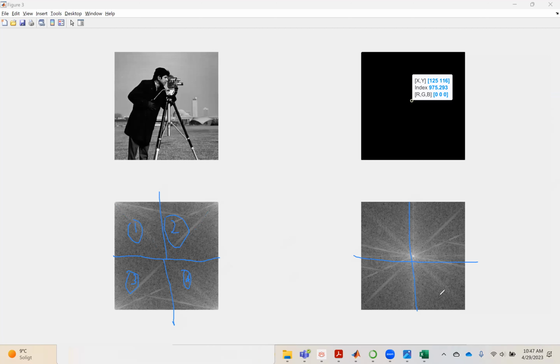Then what happens is, number 1 comes here, number 2 comes here, number 3 comes here, number 4 comes here. Is it understood how this happens? Yeah. I need to hear from everybody. Yes. Okay. Then now the concept is something called Hermitian symmetry.